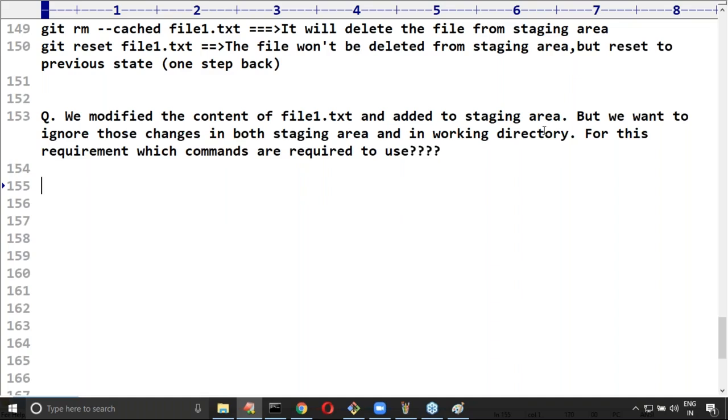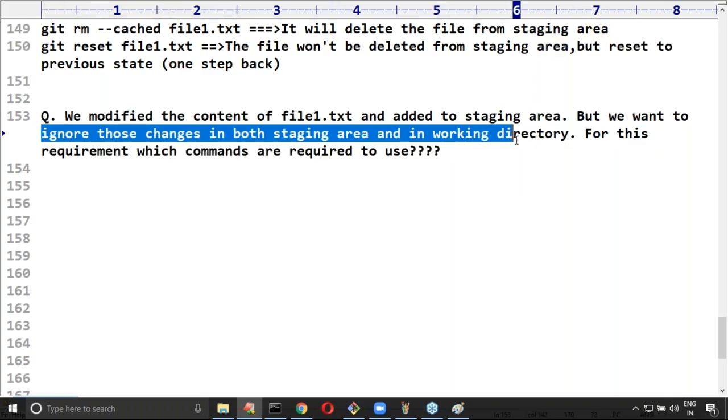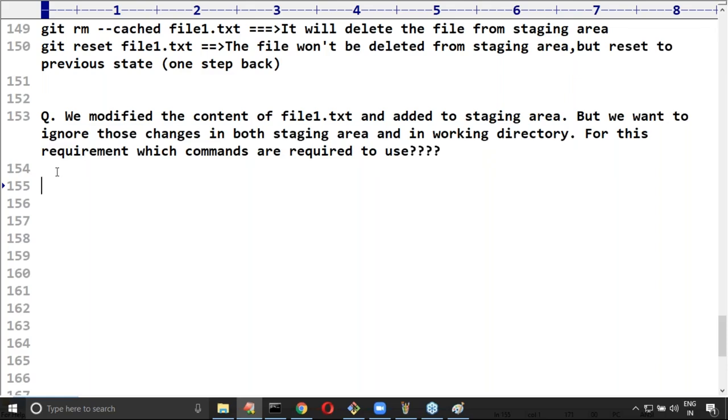Observe carefully. We modified the content of file1.txt in the working directory and added it to the staging area. Okay, but we want to ignore those changes in both the staging area and the working directory. For this requirement, which commands do we require to use? Anyone who is following clearly can answer very easily. Just take a minute and then tell the answer.